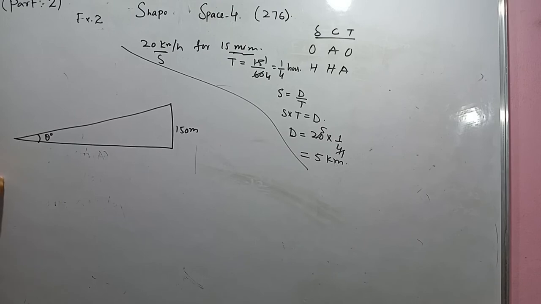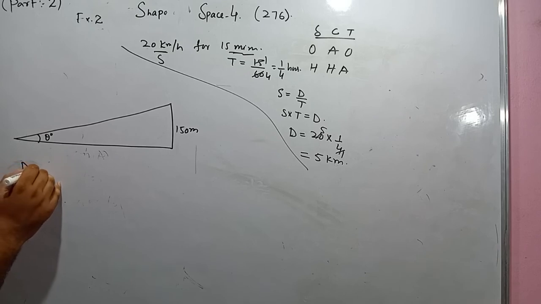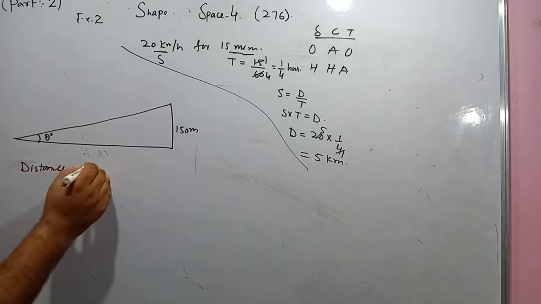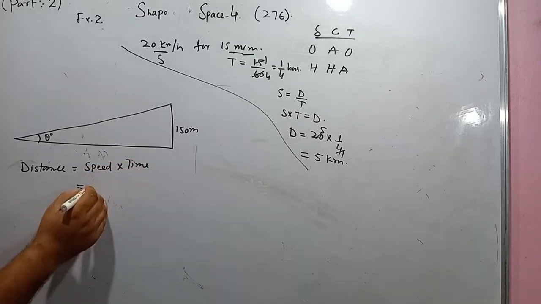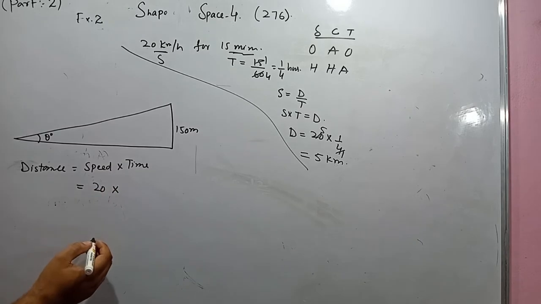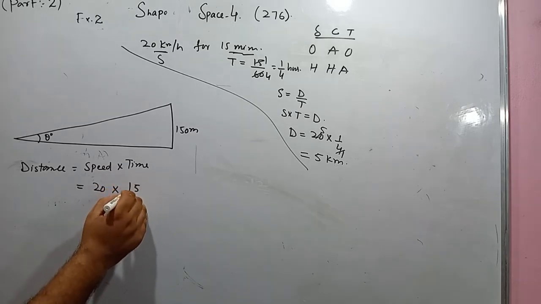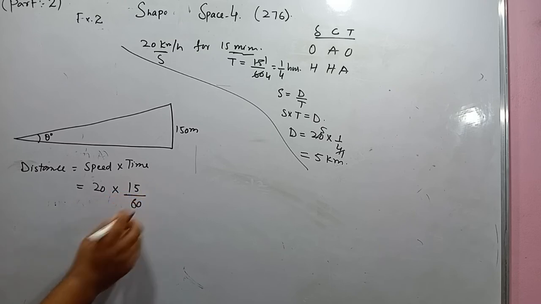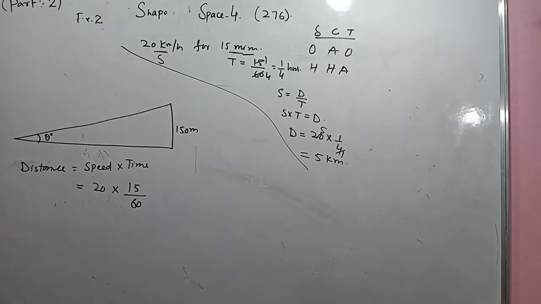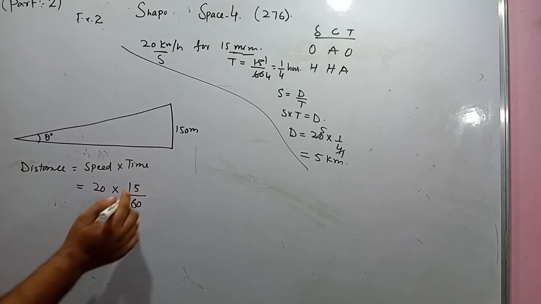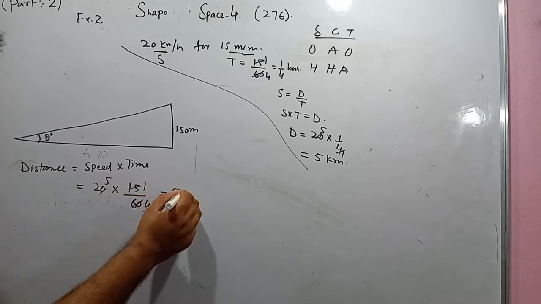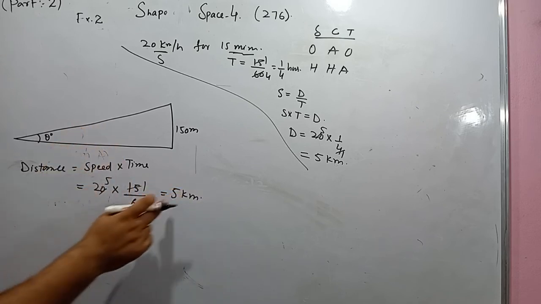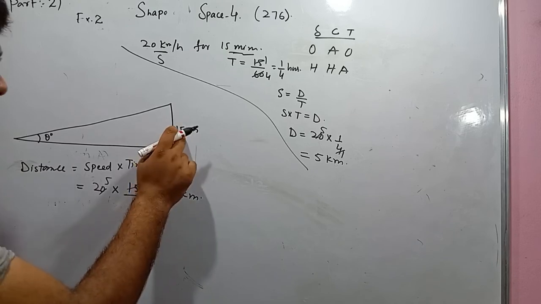Once again I will write the solution. Distance is equal to speed into time. What is speed? Speed is 20, into time, which is 15 divided by 60. Why? 15 is in minutes, and I am converting into hours. So that's 1 divided by 4. 4 ones are 4, 4 fives are 20. So it's 5 kilometers. So when it is 5 kilometers, here I have 150 meters.